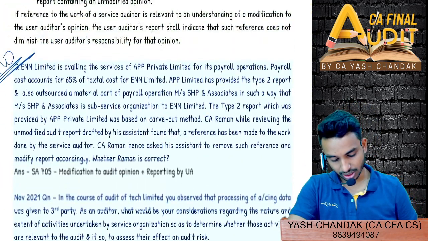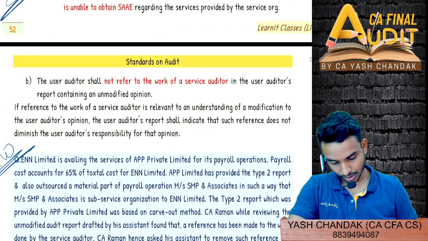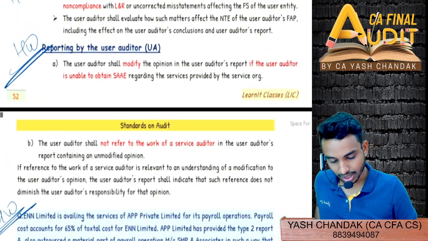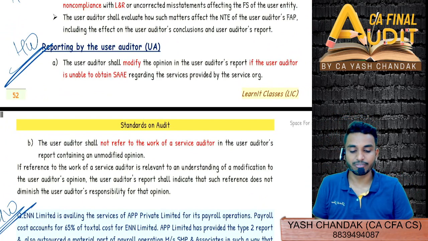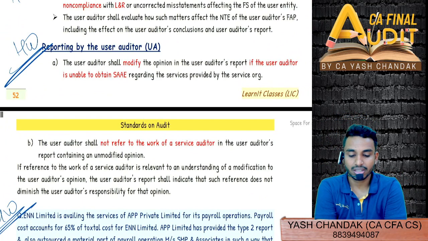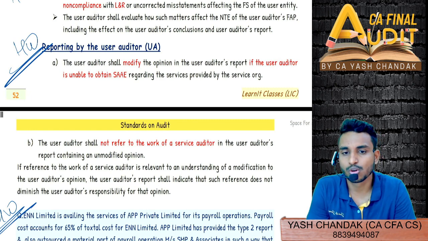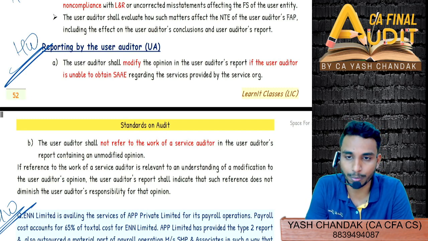So I think this question is from here only. Just first read this point. Reporting by user auditor. The user auditor will modify the opinion if he finds that he is not able to obtain sufficient appropriate audit evidence, or whatever audit evidence he found shows that the controls are not present well, so as to give an unqualified opinion.